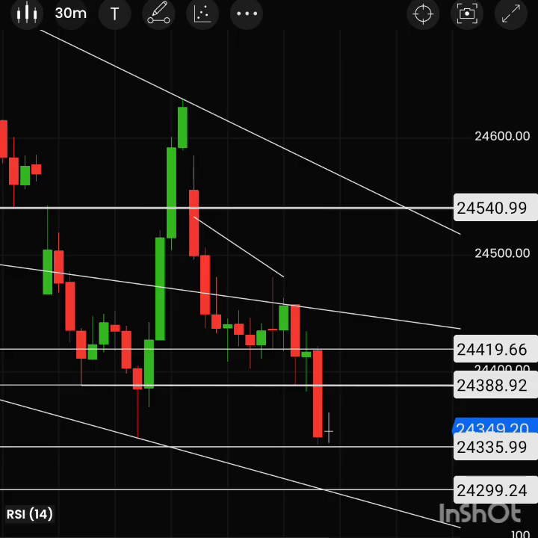Once you break some of the supports, that means after the target is met, you can trail your stop loss. Otherwise, you can book partially and hold for the downside target. In the end it could be around 24,030. Otherwise the 24,130 to 24,140 range you can aim as your target. I hope you get my view levels in the Nifty.